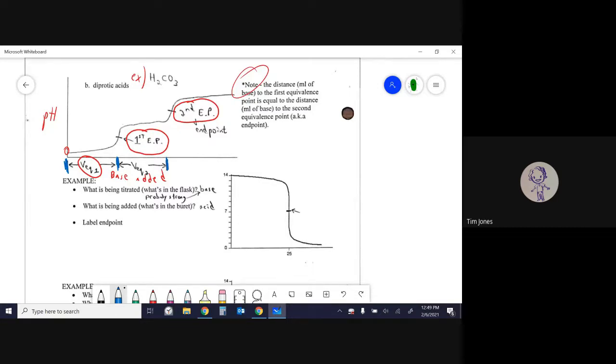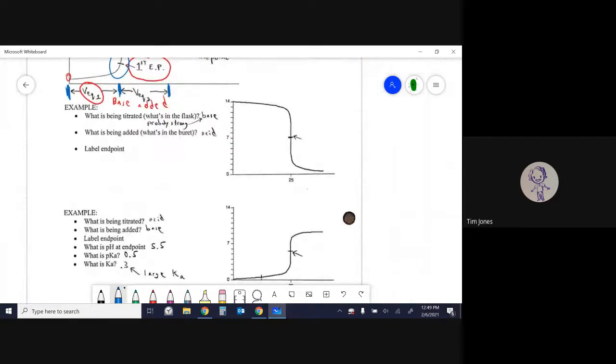How big these jumps are depends on the particular diprotic acid, so we can't really say too much about that. I've got some examples here and some things to go through. The questions are: what are you starting with? In other words, what's in the flask?